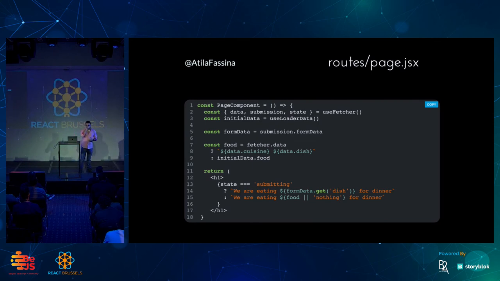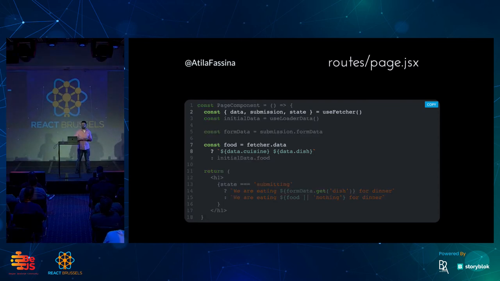Using useFetcher is pretty similar to useTransition, but there are a few things we can do that make it, in my opinion, a little bit better. The first one is that we're using the fetcher, so we get the data, we get the submission object, and you have the state of the fetcher. And to make everything fit more nicely, I stored my initial food in a variable. If I have fetcher data, I'm going to get the cuisine and the dish from that data, which are the names of my inputs. If not, I'm just going to use the loader data, just as I was with useTransition.